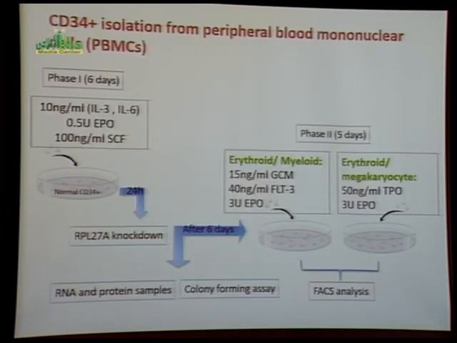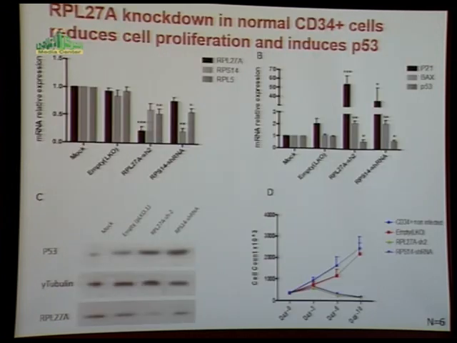To confirm our result and to see if it has any effect on the hematopoietic stem cell, I did a similar, knockdown experiment on CD34 cells isolated from peripheral blood mononuclear cells using several different cytokines. I did the knockdown 24 hours after the isolation of the CD34, and after 6 days I did the RNA and protein extraction and colony forming assay, and the rest of the cells underwent differentiation. I tried to induce erythroid differentiation to see if this knockdown has any functional effect on erythropoiesis.